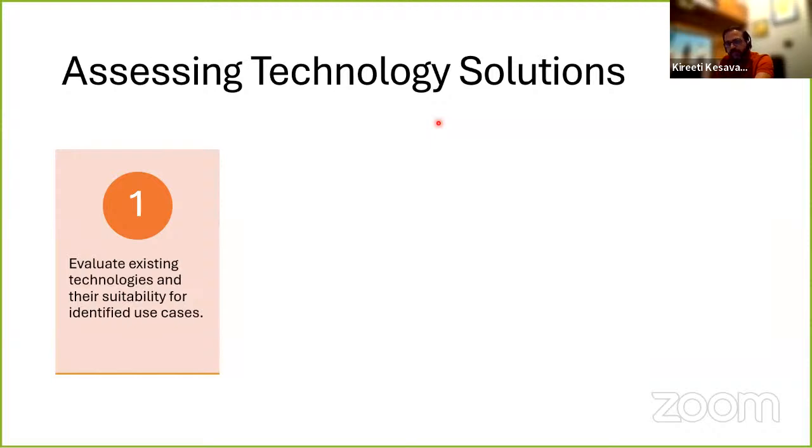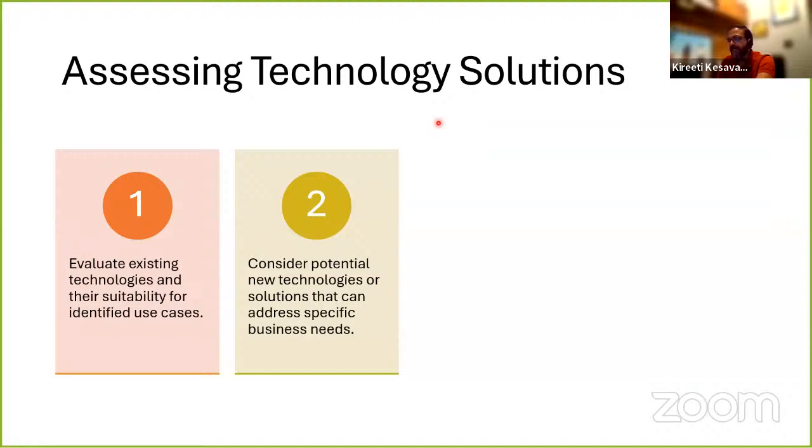You have certain skills, certain algorithms, and certain analytics tools. Is it good enough for you to address the solution? You need to make that assessment and identify all these existing technologies. The next thing is to consider the potential new technologies that are out there. Is it good to invest in them? Is it good to recommend them? How do you recommend them?